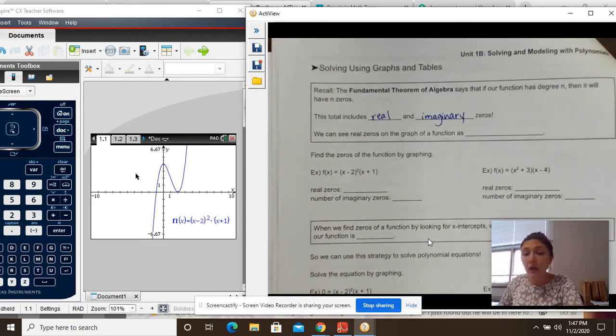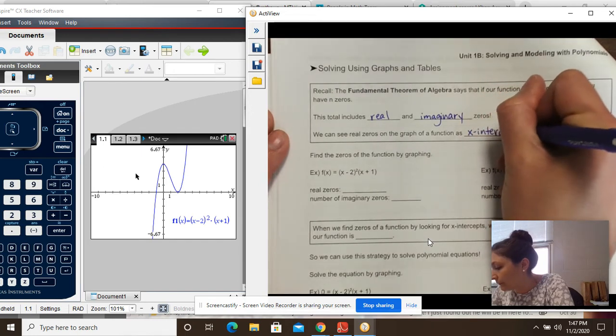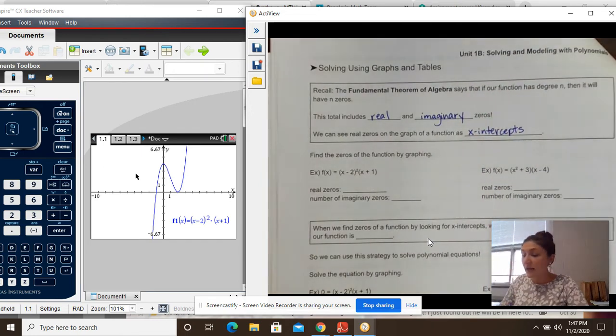Okay. Real zeros we can see on the graph, they look like x-intercepts. So if I want to find the real zeros of a function, I can take a look at the graph and see where those x-intercepts are.